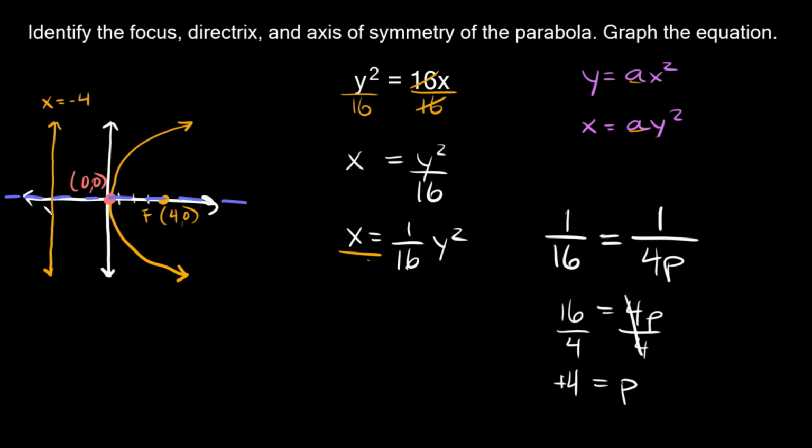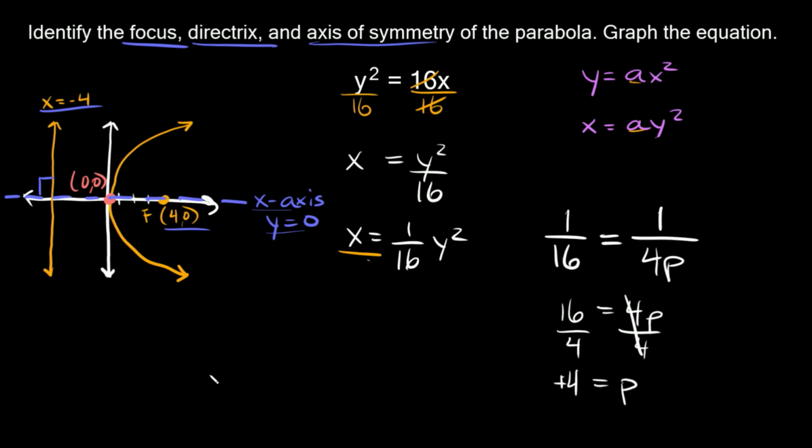Okay, so the directrix always makes a 90-degree angle, a right angle, with the axis of symmetry. And here the axis of symmetry would just be at the x-axis, right? Or you could also say y is equal to 0. Those are the same thing. Okay, cool. So we figured out where the focus is, right? 4, 0. The directrix is at x is equal to -4. And the axis of symmetry is at the x-axis, or y is equal to 0, right?